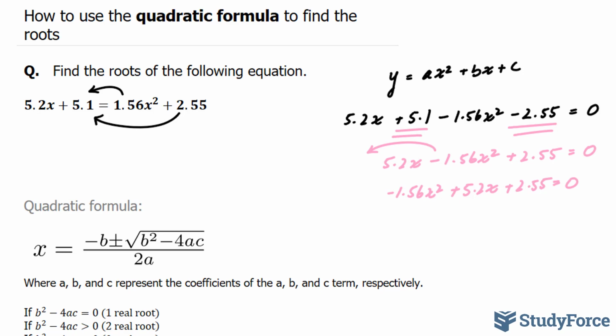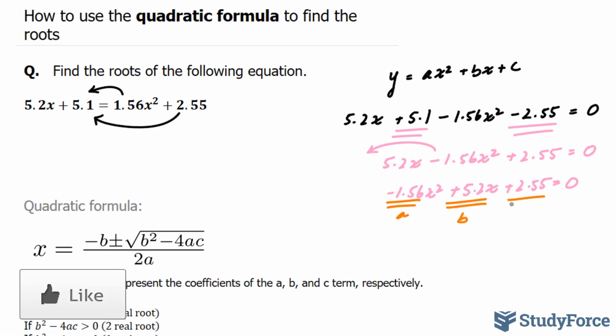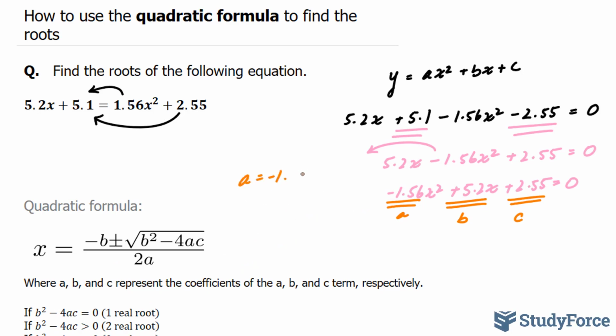Now that I have my equation in standard form, I can easily identify my a, b, and c coefficients. This right here will be my a, this will be my b, and this will be my c. I'm going to write that down. A is equal to negative 1.56, b is equal to 5.2, and c is equal to 2.55.